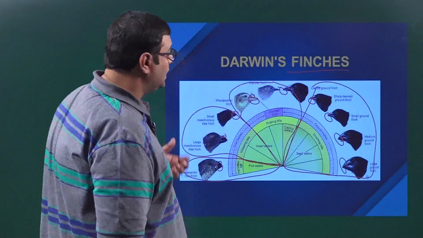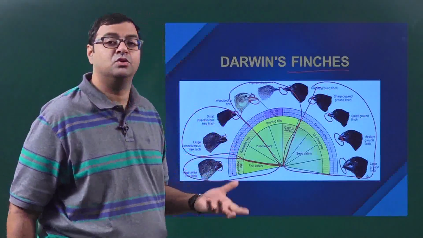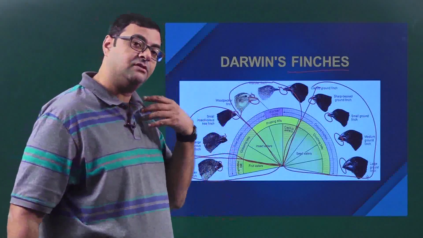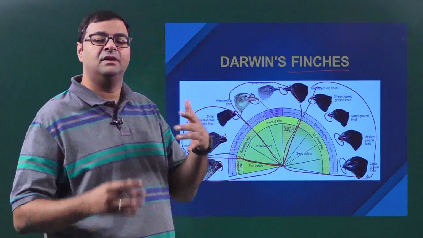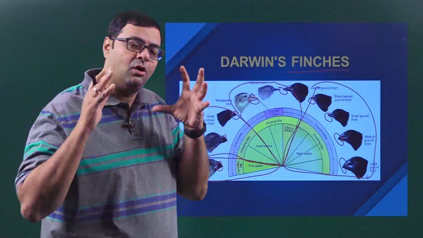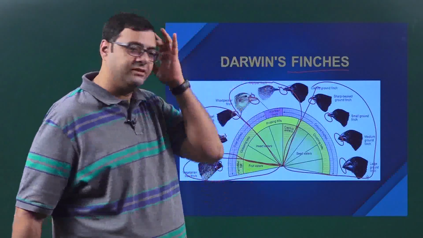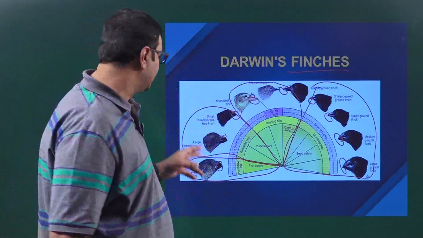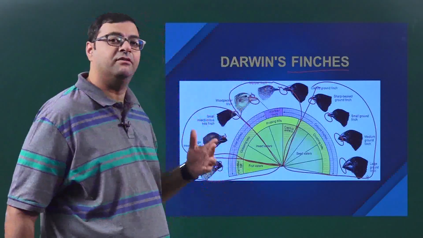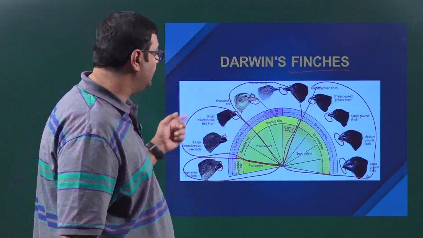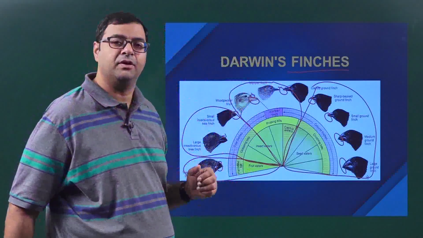Okay, so that is why Darwin was so fascinated. Even though the species of the bird is the same, all these birds belong to finches only, but their beaks were different, and these beaks performed different functions. Okay, right?